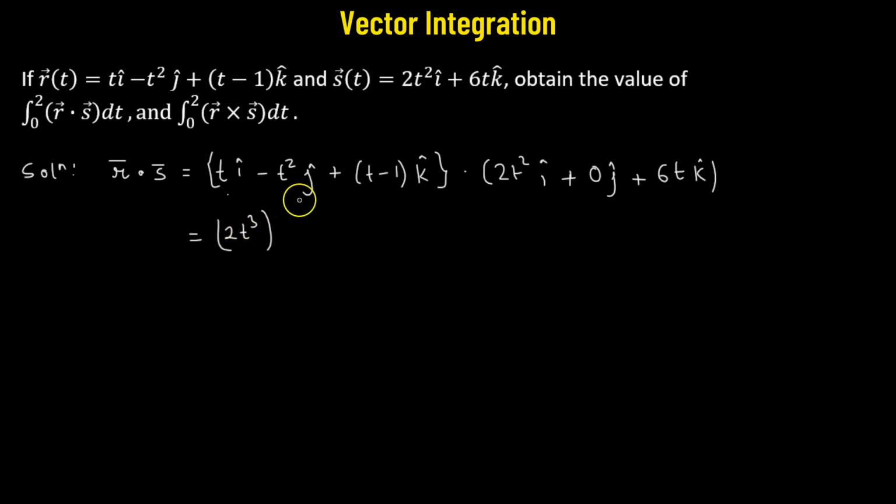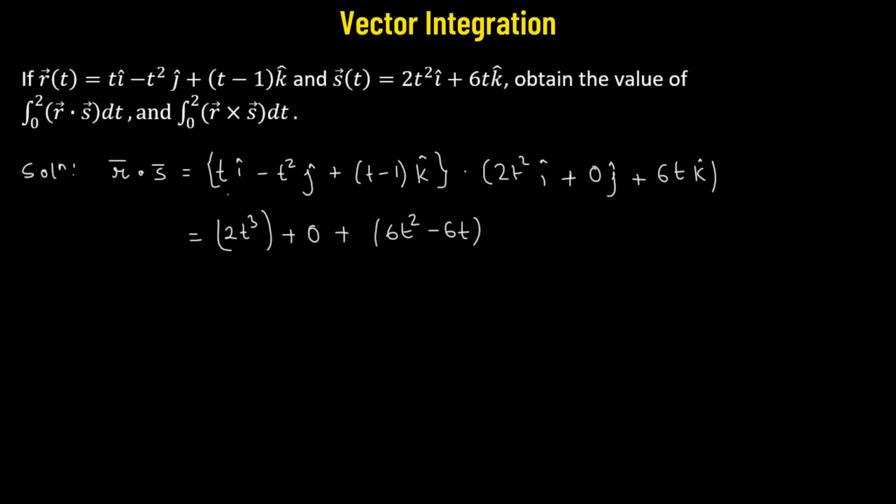Then we'll take the y component of vector r and multiply it to the y component of vector s. Since there is no y component of vector s, that will be simply 0. Plus we'll take the z component of vector r, which is t minus 1, and multiply it to the z component of vector s. So let's do the multiplication. t minus 1 multiplied to 6t will be 6t squared minus 6t.